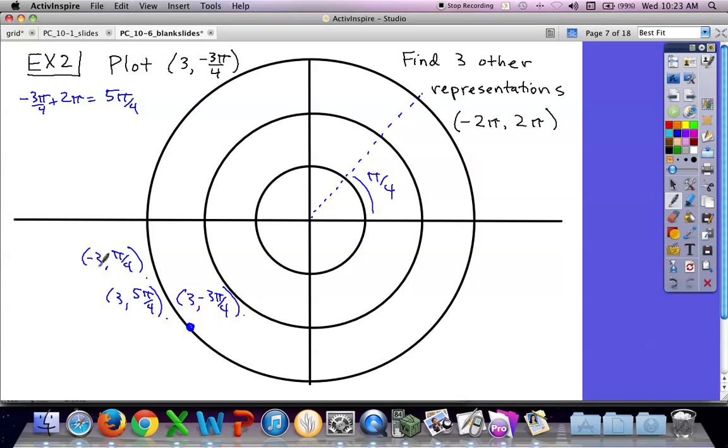This is with an angle which is positive. How could I find a coterminal angle which is negative with pi over 4? Subtract 2 pi, right? So pi over 4 minus 2 pi is negative 7 pi over 4. So there's our last representation of this point: (negative 3, negative 7 pi over 4).